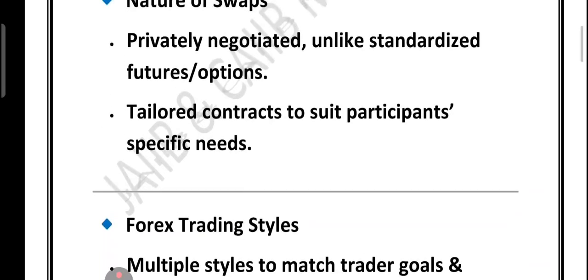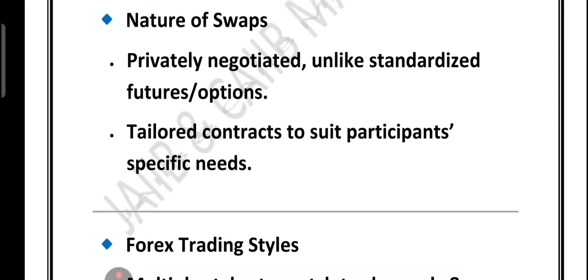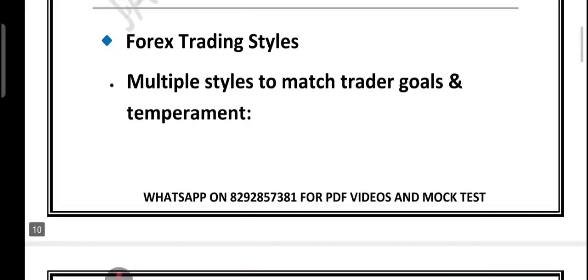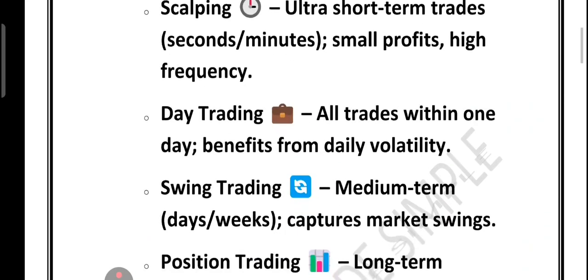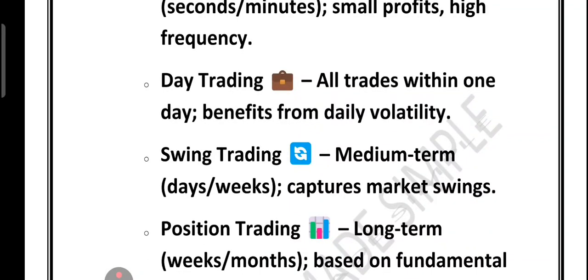So basically this is a privately negotiated deal, right? It's not a standardized futures and options contract. It is a tailored contract to suit participants' needs. And multiple styles are there to match the trader's goals and temperament, like scalping. So this is an ultra short-term trade, small profit, high frequency, day trading. What happens in day trading is that all the trades happen within one day.